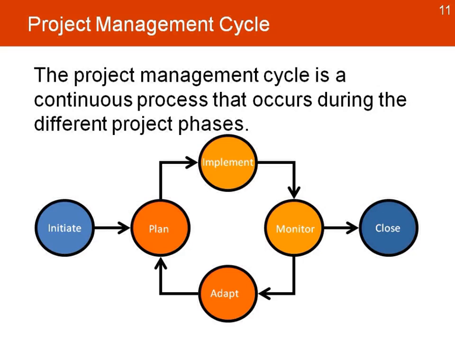The idea is that in project management, the cycle is a continuous process that occurs during the different project phases. So we begin with initiation, we go into the planning, we implement, we monitor the implementation, we make some changes, we replan, we implement again, and we can go through 2 or 3 phases until we complete all the activities we need to do in the implementation, and we are ready, and then we can close the project. Here's another view.